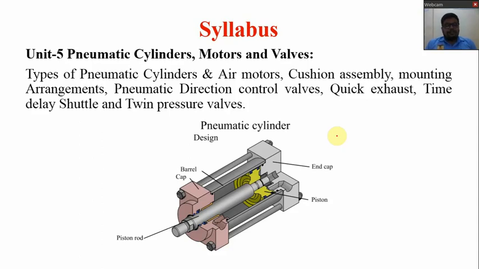Unit number 5 is the pneumatic cylinders, motors and valves. Now, as a hydraulic system has different types of cylinders, a pneumatic system also has different types of cylinders and air motors. Then cushioning assembly, mounting arrangements and pneumatic directional control valves are there. Then quick exhaust valve, time delay valve, shuttle and twin pressure valves. So these are the different types of valves which are used in the pneumatic system. In this unit we will go through different types of cylinders, then motors and valves which are used in a pneumatic system.